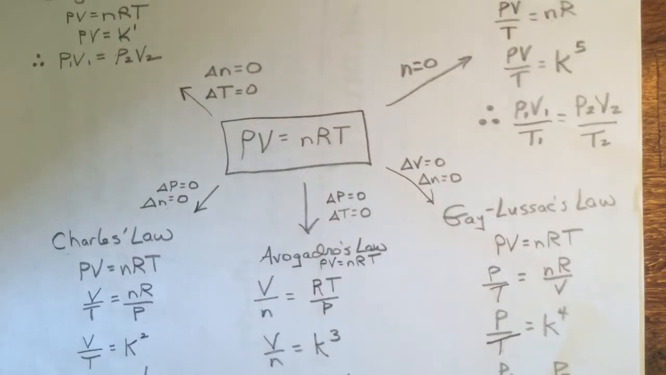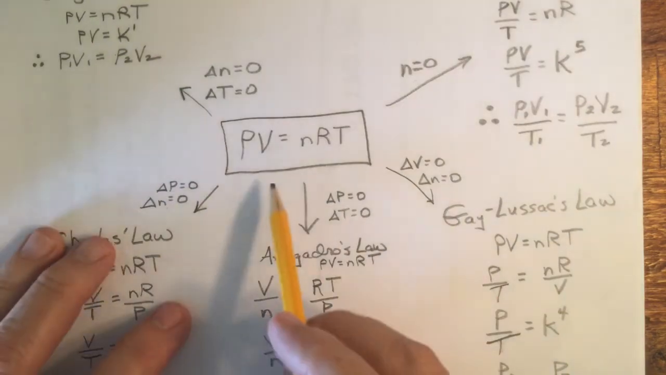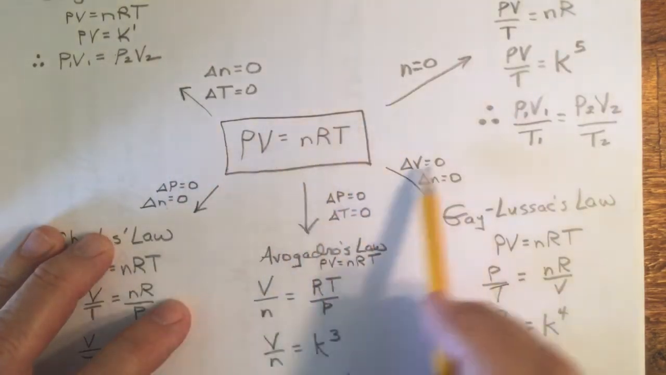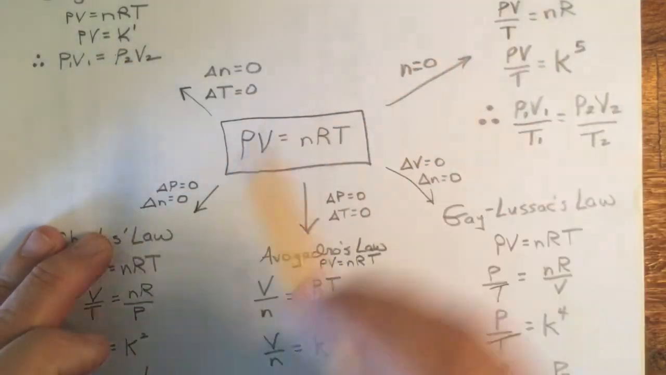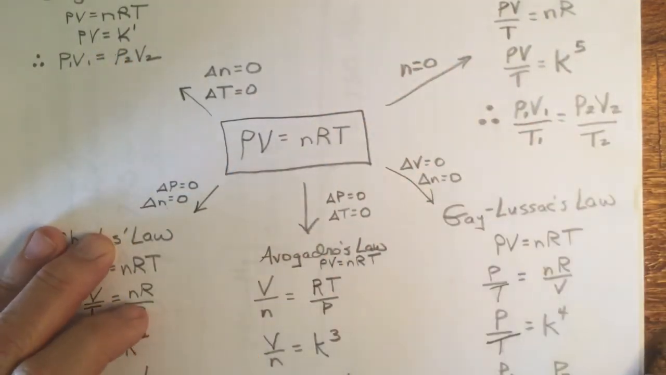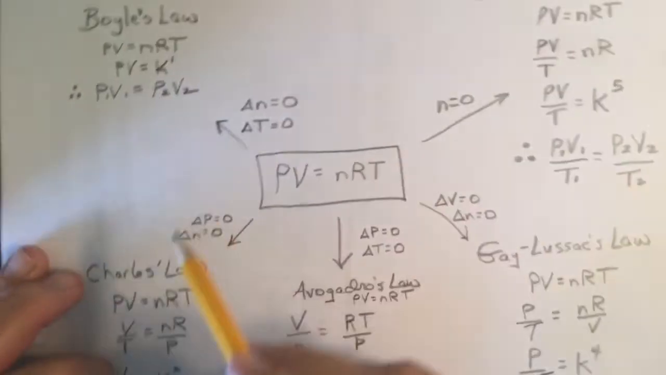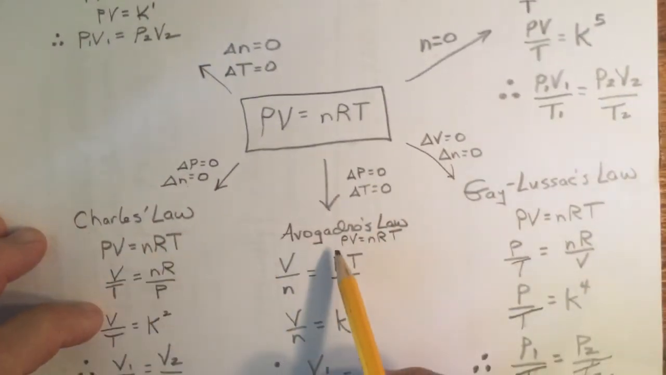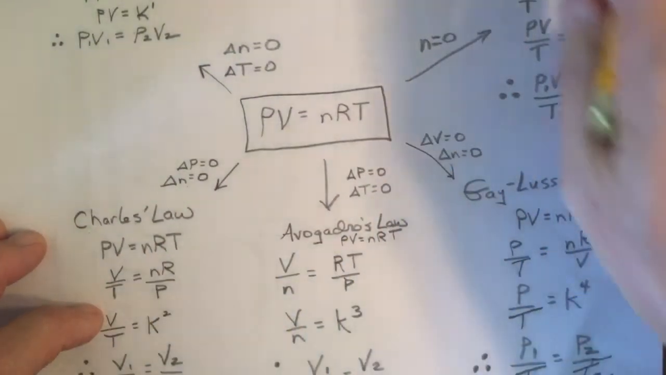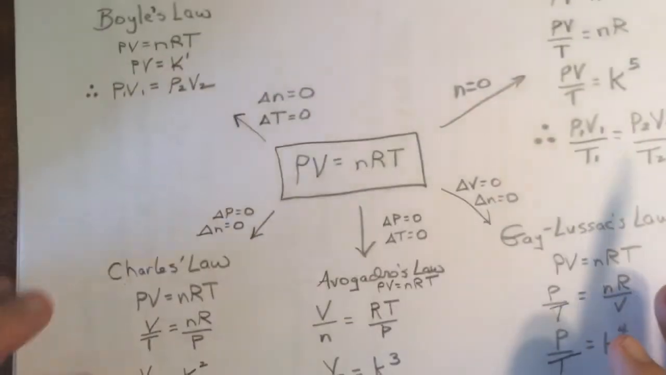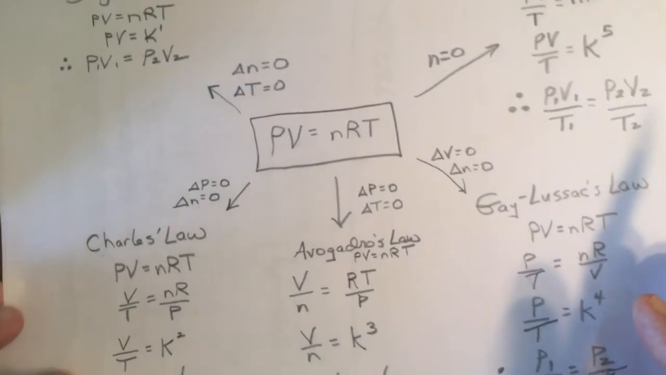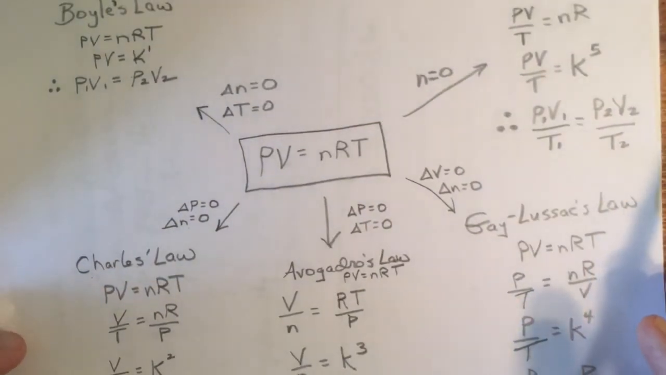Today I'd like to show you a strategy to use where you can start with the ideal gas law and determine, given any kind of gas law problem, which of the individual laws you might want to use to solve it. Be it Boyle's law, Charles's law, Avogadro's law, Gay-Lussac's law, or the combined gas law equation. Which one do you use? Well, it just depends on which of those variables are constant.